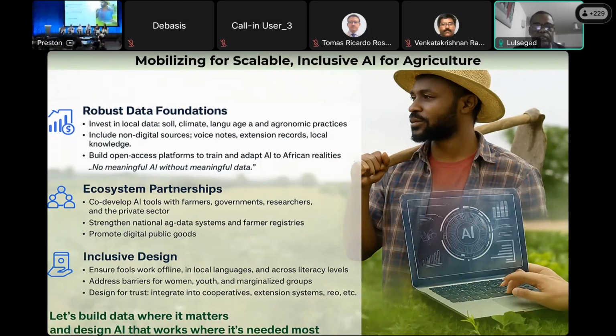So we are trying to build data where it matters, and also co-design AI with colleagues where it is needed the most. Thank you so much for the opportunity, and thanks all again.